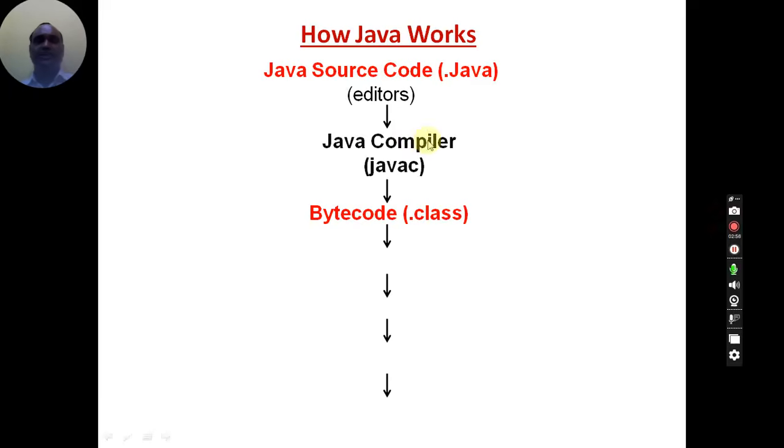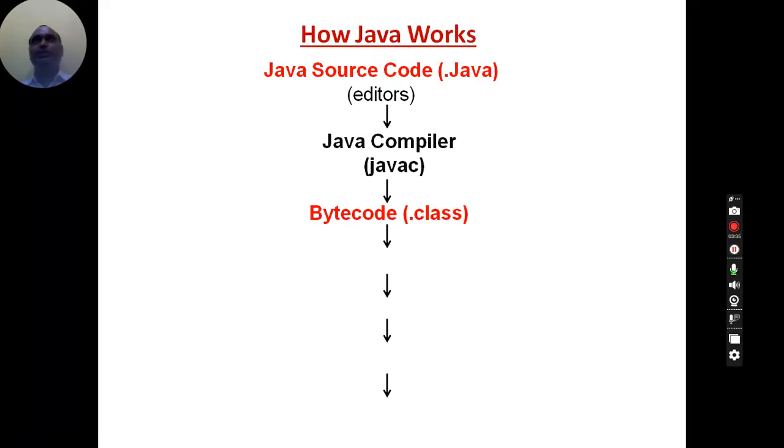If the program is free of errors, then the Java compiler will convert that Java code, which is high level language code, because Java is a high level language, into intermediate code. That intermediate code is called bytecode. The Java compiler generates a separate file that contains this intermediate code, and this file has the extension .class. A .class file is a file that contains the bytecode or intermediate code produced by the Java compiler.